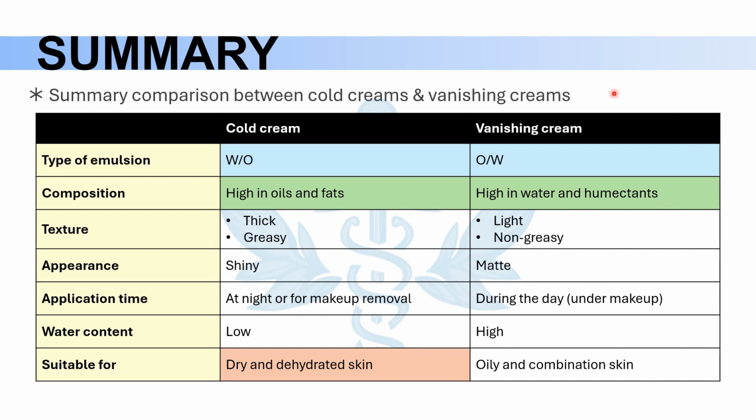This is a summary of the two creams. The most important points I want you to take from this video is that cold creams are water in oil emulsions. Therefore, they have a high oil content and they are most suitable and the best choice for patients or consumers with dry and dehydrated skin. Whereas vanishing creams are oil in water emulsions. They vanish upon application to the skin. They have high water content and they have a high content of humectants, and they are matte. And of course, we use them during the day, and all of the other similarities and differences we talked about. And that will be all for this video.